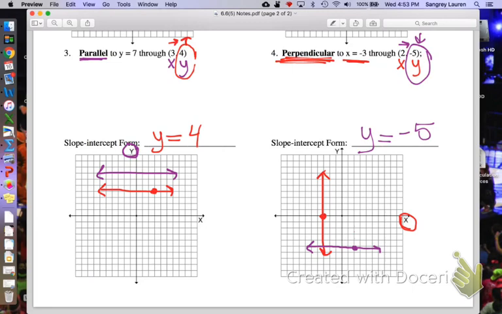Okay? So now you're going to have some time to practice these. Remember that it's a mix, so you need to find out if they want a parallel line or a perpendicular line. So if it's a parallel line, make sure you're using the same slope. If it's a perpendicular line, make sure you're using the opposite reciprocal slope. So change the sign and flip the fraction.